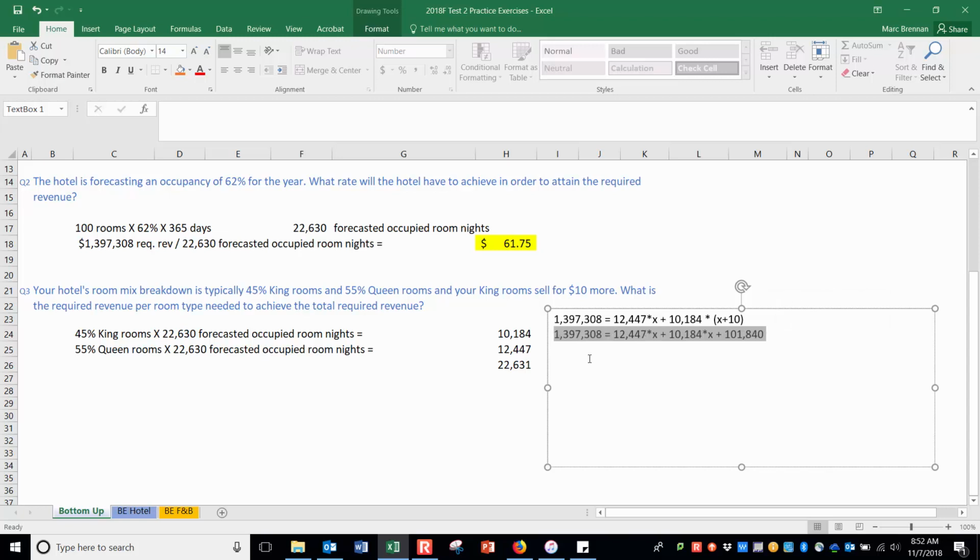Now that I have this done, there's two things I can do here. I can start to first get this number over to this side of the equation. If I have a plus here, I need to subtract it in order to get rid of it on this side, but it means I have to do it on this side as well. So I need to go $1,397,308 minus $101,840 equals.